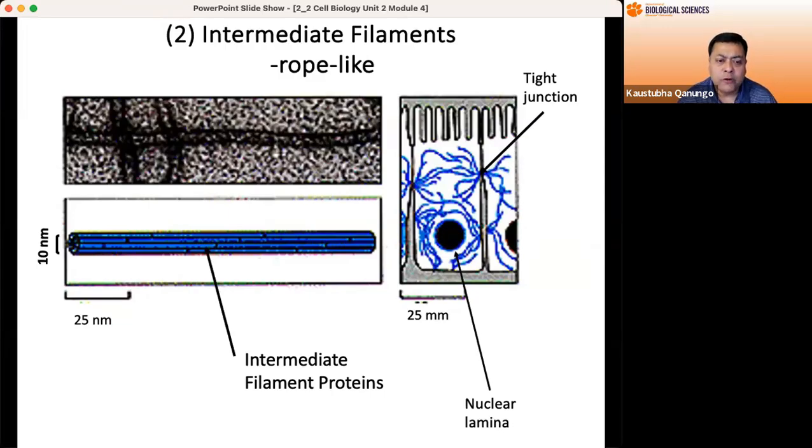Again, what we are going to see, the microtubules are also made up of tubulin. There are alpha, beta, gamma, different types of tubulin, but they are specific proteins, whereas the intermediate filament proteins are the most diversified. And we're going to see that.